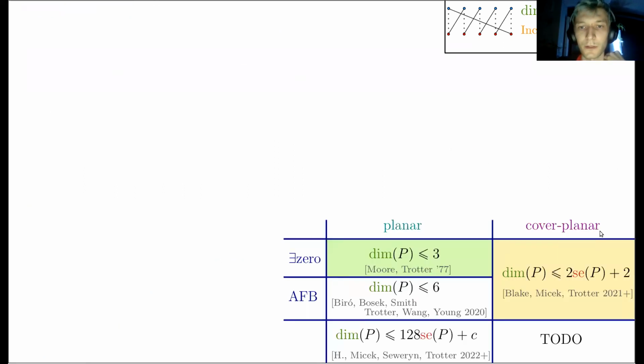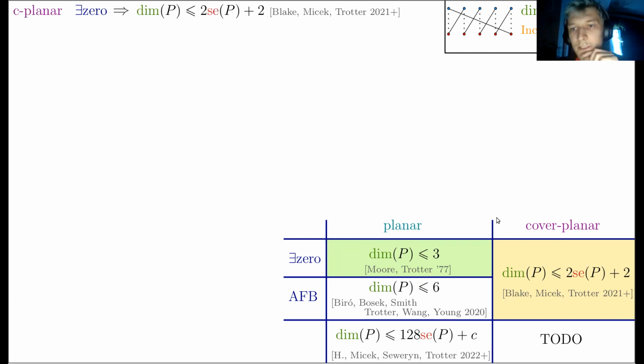Okay, so recall this table. I will show it a few more times. We already did this cell, and now we want to do this cell. So what is the setting? Cover planar, there exists a 0, so a unique minimal element, and we want to prove that dimension is bounded by this very nice function of a standard example.